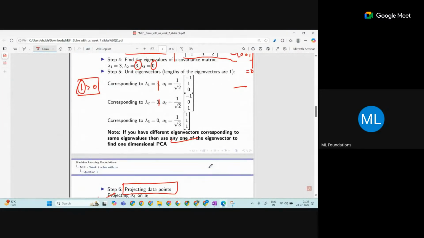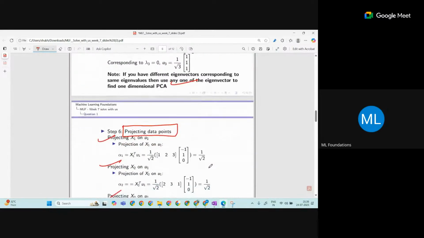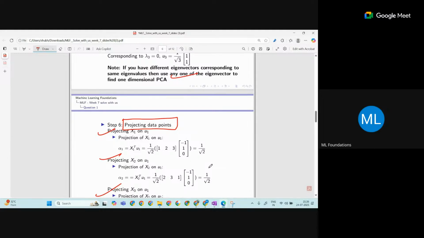So this fifth step is finding the eigenvalues and eigenvectors. And now see the projection formula. Let me write the formula here. To find the reconstructed vector, let me write the reconstructed vector.